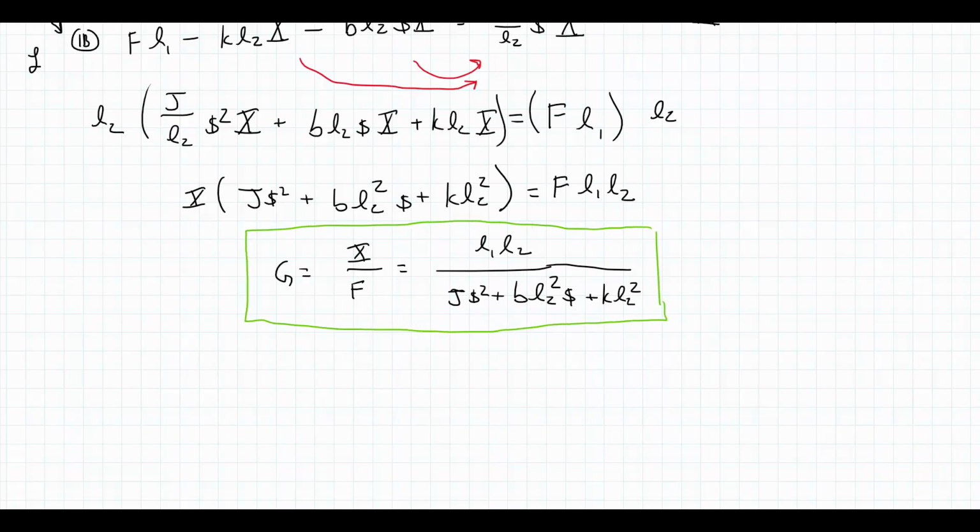Again, I could have left an L2 in the denominator and had a J over L2 s squared, and that would be perfectly fine for this, but this got rid of all of those fractions within fractions that we would have had to look at.